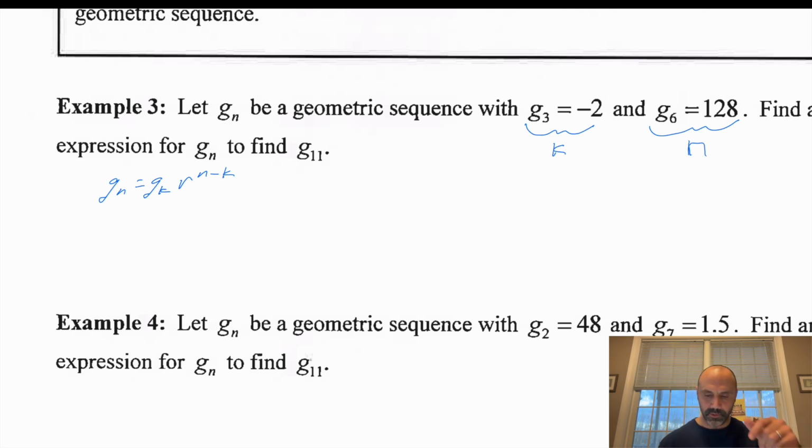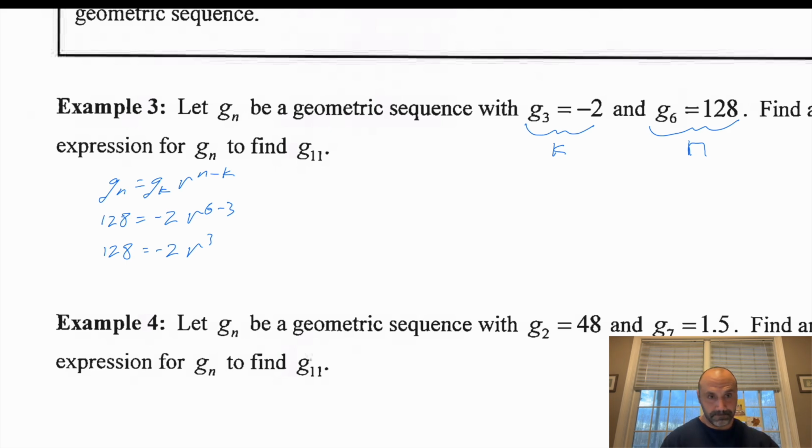Right. One way to look at this too is that if I do 6 minus 3, then I'm going to get a positive number in the exponent here, which is kind of what I want. That's the general pattern that we have, at least so far. So now I'm plugging things in. So g of n, that's g of 6, is 128 equals g of k, so that's negative 2. R we don't know, we're looking for that. N is 6, and then the k is 3. So I simplify this, I get 128 equals negative 2 times r to the third power.